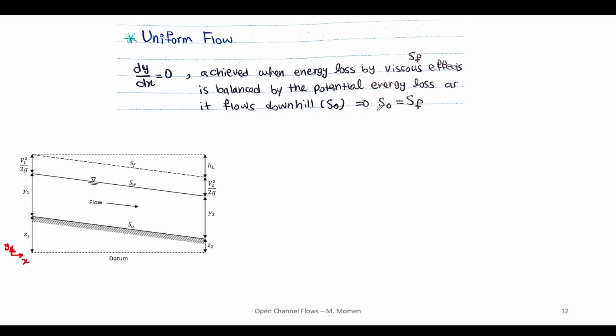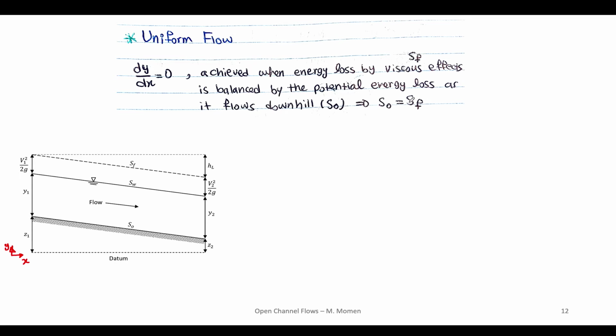In other words, when in your energy equation S0 equals SF, then you will get y1 minus y2 equal to 0. And in this kind of situation, you will get a uniform flow.